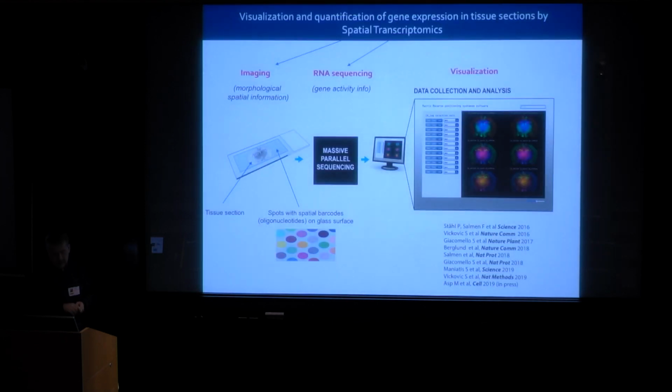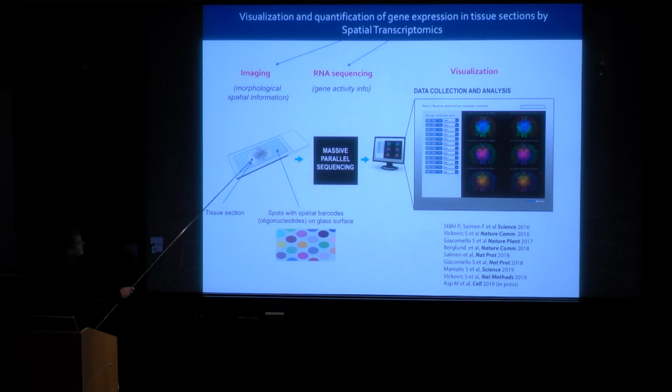And this is really done by a very simple trick, I would say. Usually when you have tissue and you section that onto glass surfaces, you could do that, but on our glass surfaces, we have a grid pattern. We have a spotted array with spatial barcodes.